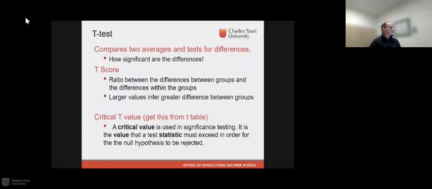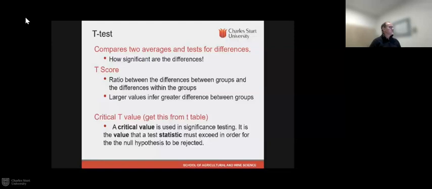So that brings me back to the t-test. It's comparing two averages, two means, and it'll test for differences. So it's going to tell us how significant they are. Our measure of significance, I'll talk about in the next slide. But we're going to calculate a t-score, and that's our ratio between the differences between those groups.